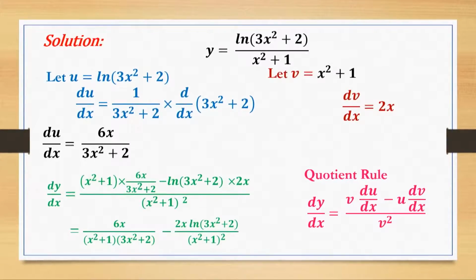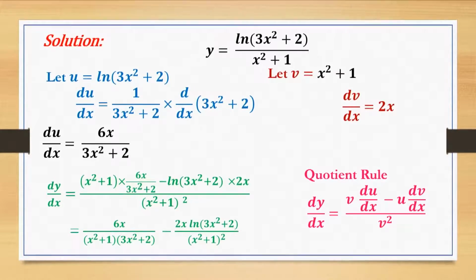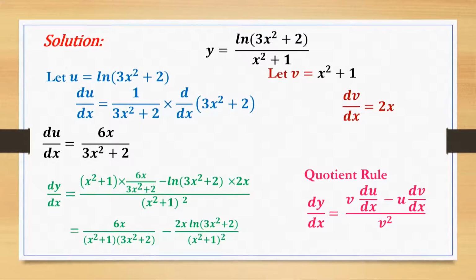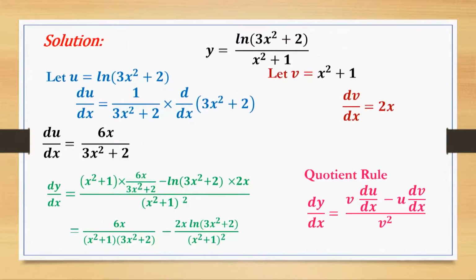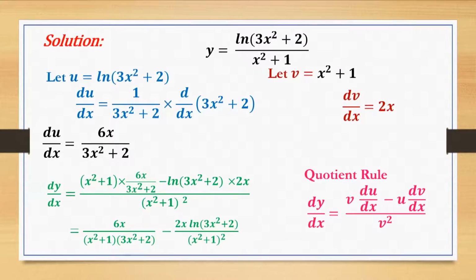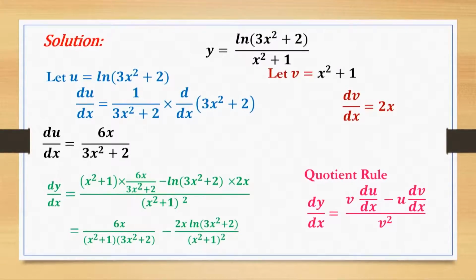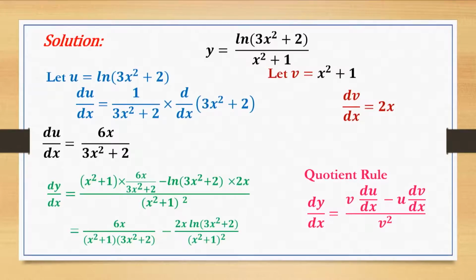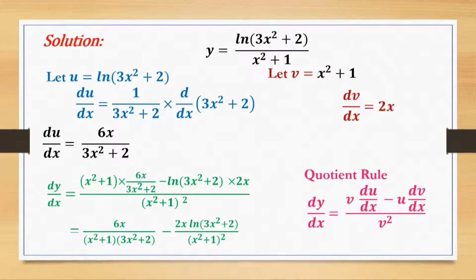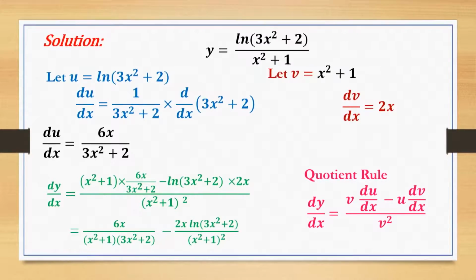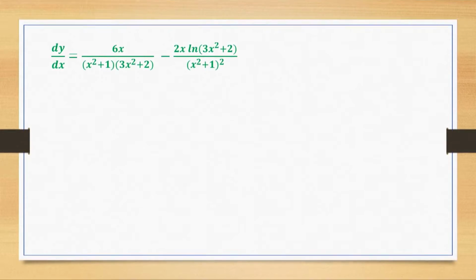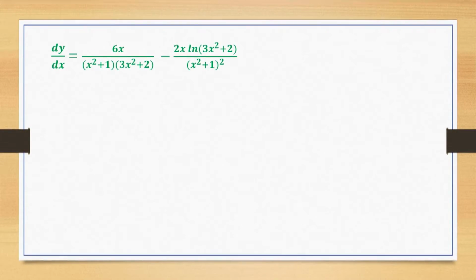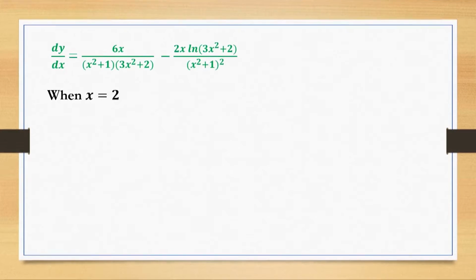What I have done here is I have written the first part over the denominator. So x squared plus 1 will cancel with the denominator here, and I will be left with x squared plus 1 only. So finally I get 6x over (x squared plus 1) into (3x squared plus 2) minus the second term over the denominator. That is minus 2x ln of (3x squared plus 2) over (x squared plus 1) squared. So this is the expression for dy by dx, and I need to find the value of dy by dx when x equal to 2.